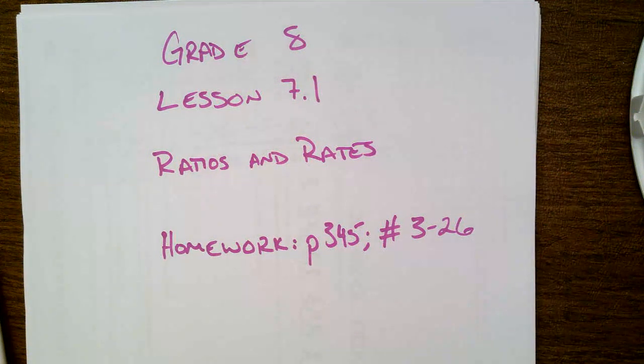The first set of directions is just simplifying it, putting it in the simplest form. And then they ask you to do some other things like write any equivalent rates or ratios, and then writing rates as unit rates. So just pay close attention to what the directions are asking. Page 345, numbers 3 through 26.